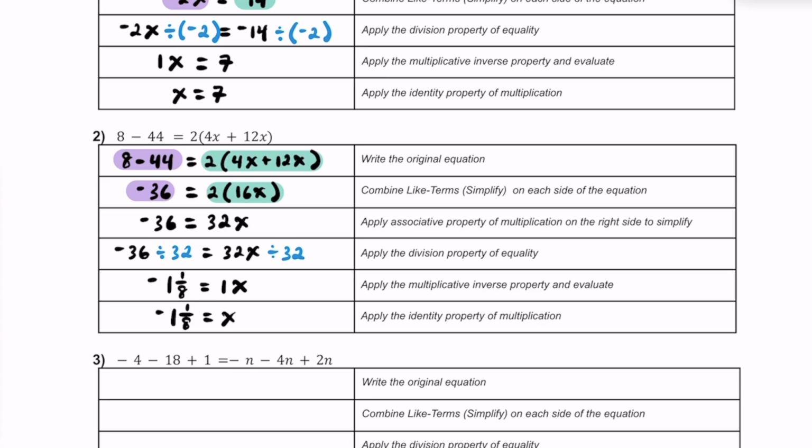If you wanted to write this division problem out, you would have gotten a decimal. You could also write -1 1/8 as a decimal, and you should end up with -1.125. That's the same thing as -1 1/8.